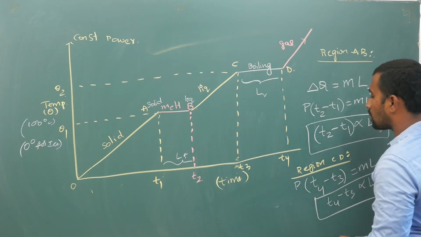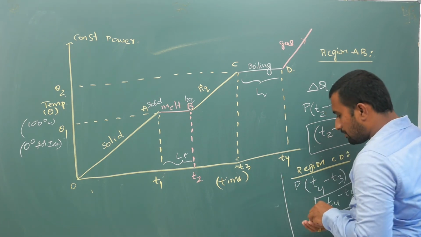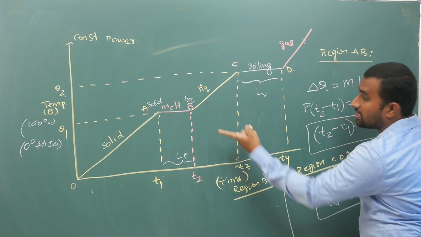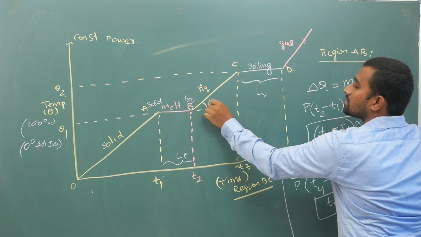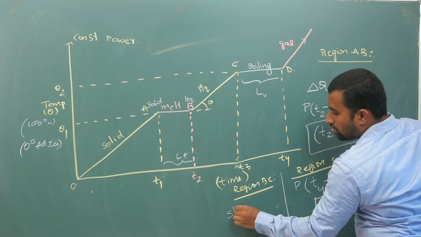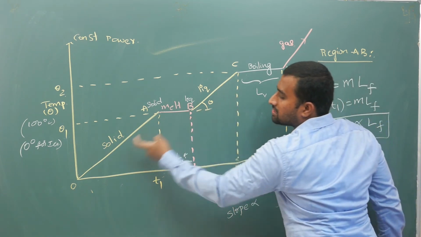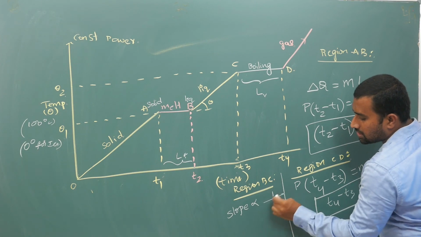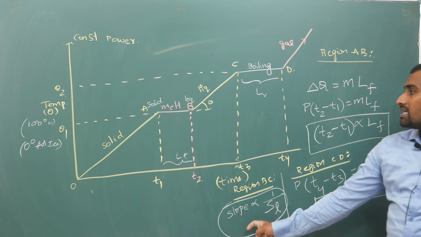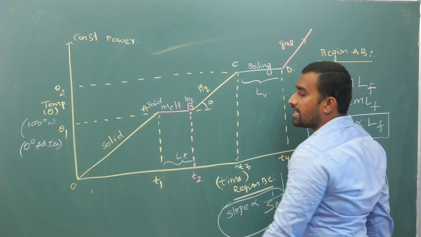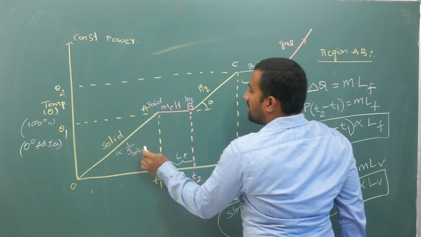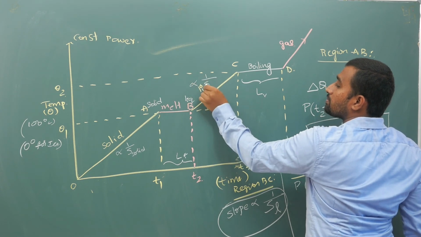Coming to the slope part, if you take region BC, this is once again a straight line. Here also you have to consider the slope. Because it is a straight line similar to OA, your slope is inversely proportional to the specific heat of the liquid. In the starting region, it is inversely proportional to the specific heat of the solid. Here it is inversely proportional to the specific heat of the liquid.